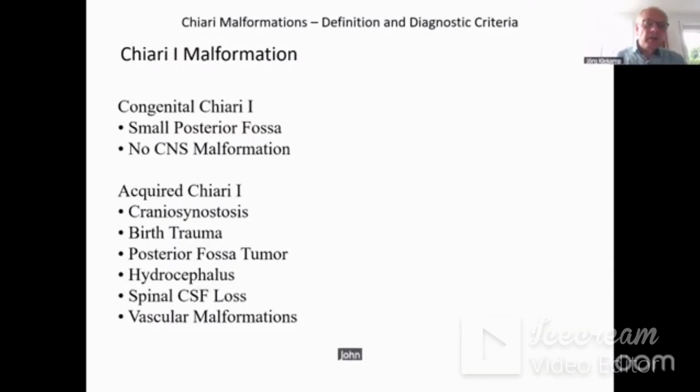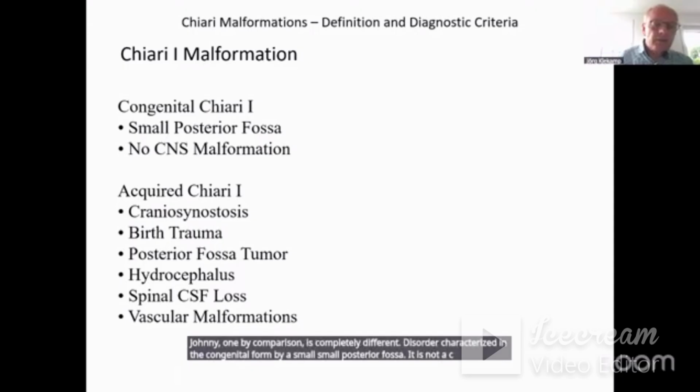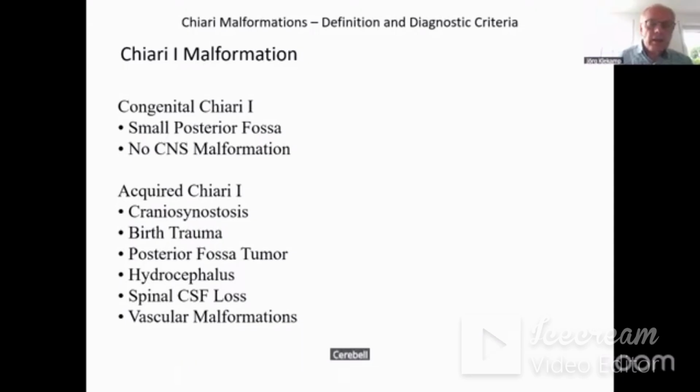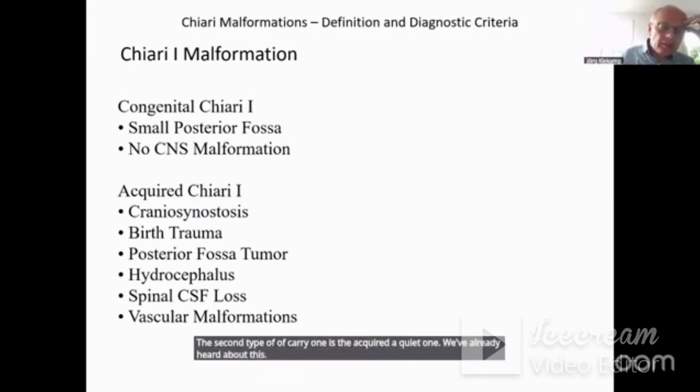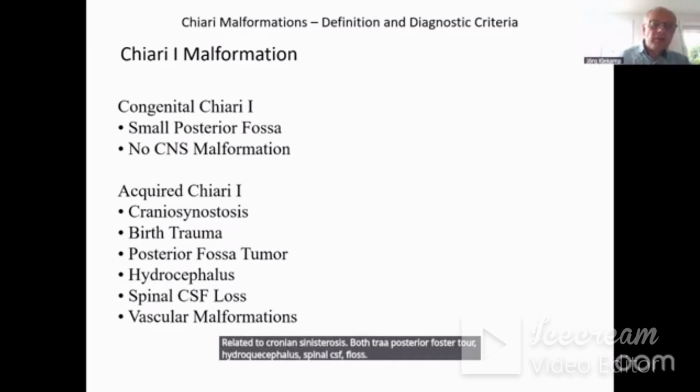Chiari 1, by comparison, is a completely different disorder, characterized in the congenital form by a small posterior fossa. It is not a CNS malformation, but the cerebellum simply has to adapt to the altered posterior fossa size. And the second type of Chiari 1 is the acquired one. We've already heard about this, related to craniosynostosis, birth trauma, posterior fossa tumor, hydrocephalus, spinal CSF loss, or vascular malformations.